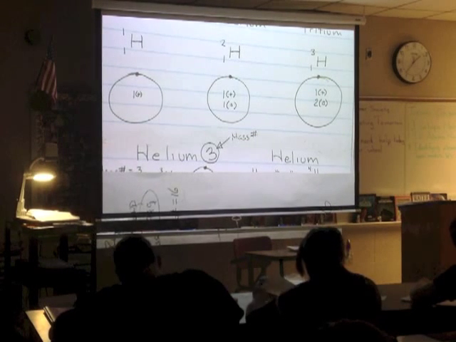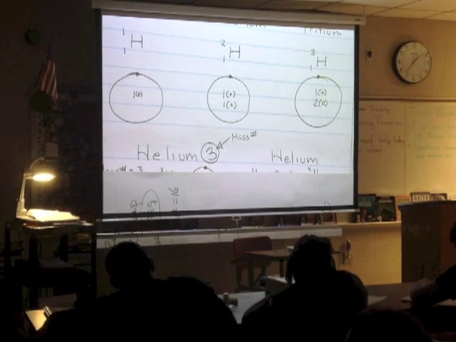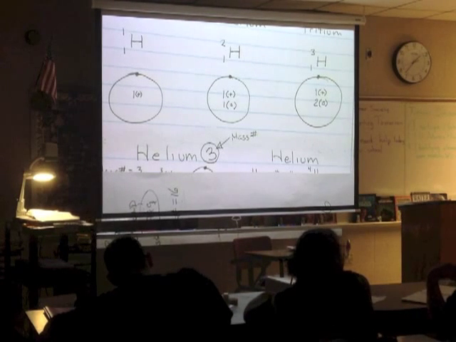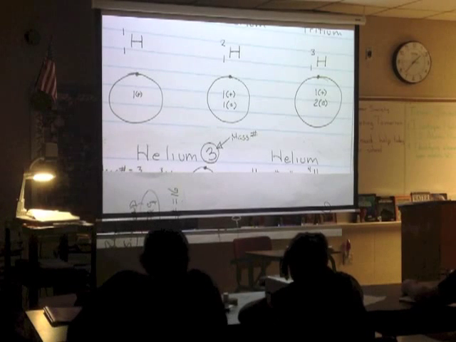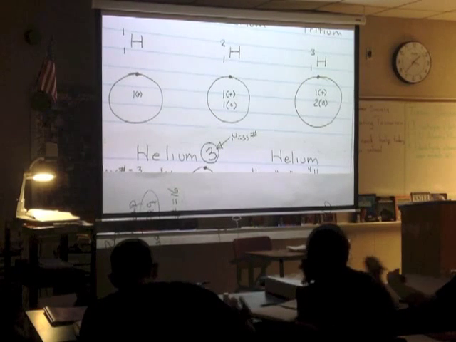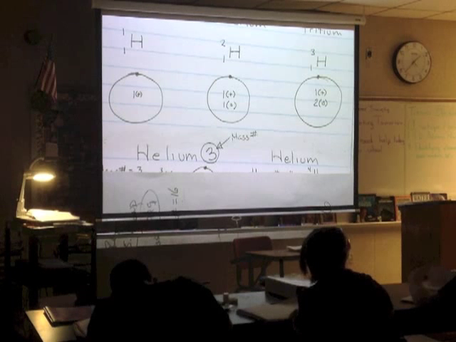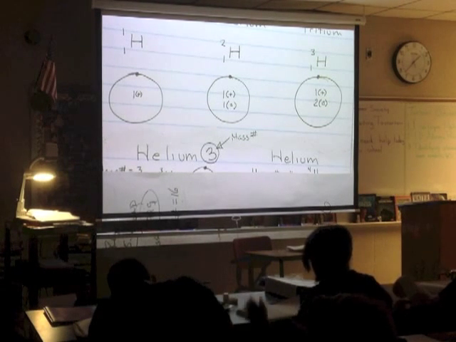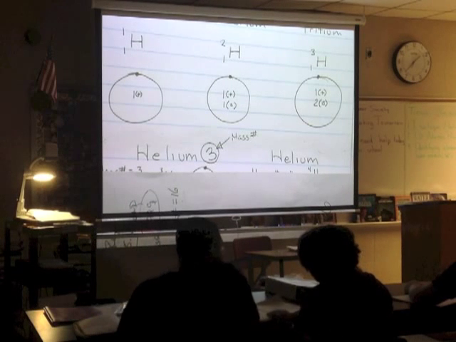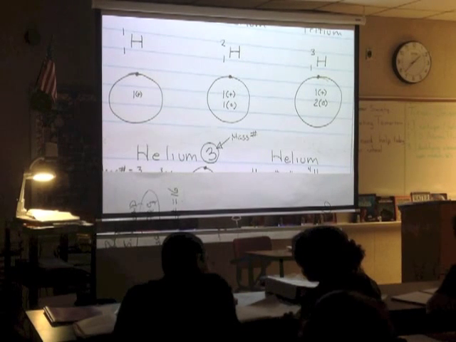So you're going to write the isotope notation for helium-3 and helium, and then you're going to draw helium-3 and helium.